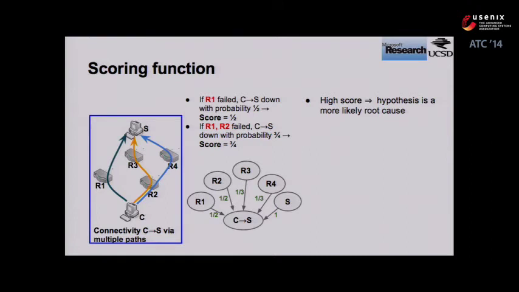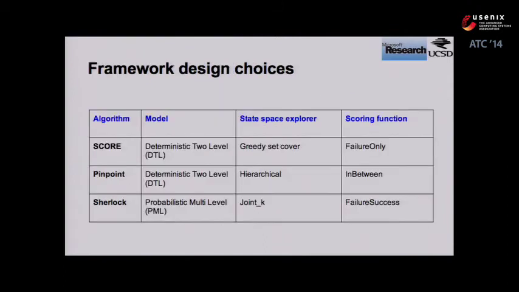So there are different scoring functions that algorithms use. They try to check against a set of observations that they have, or they check against all the observations that they have. They check the hypotheses along all the observations. So there are multiple choices that one can make. And we describe these choices that a localization algorithm can make in the paper. But basically, I just wanted to show you that the 3 algorithms that we chose, SCORE, Pinpoint, and Sherlock, make very different choices along these 3 dimensions.